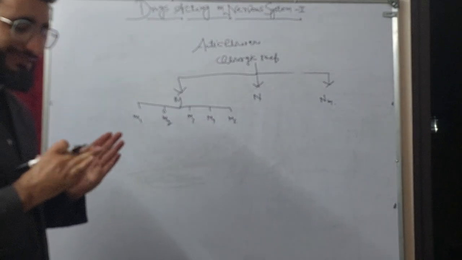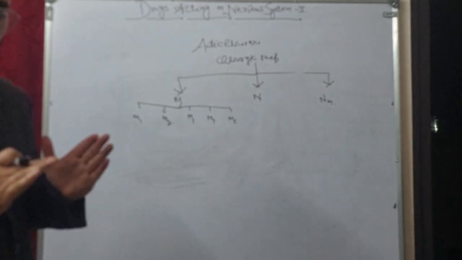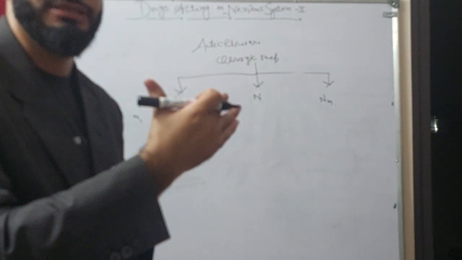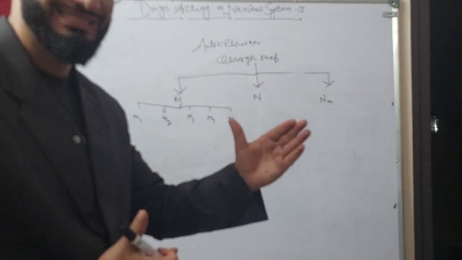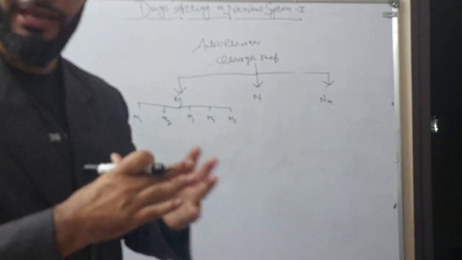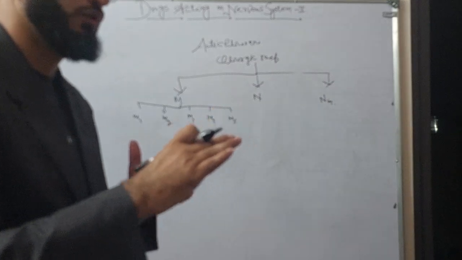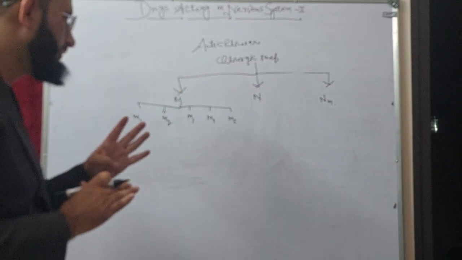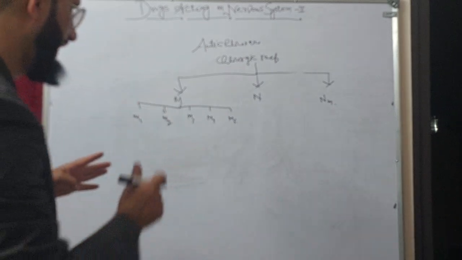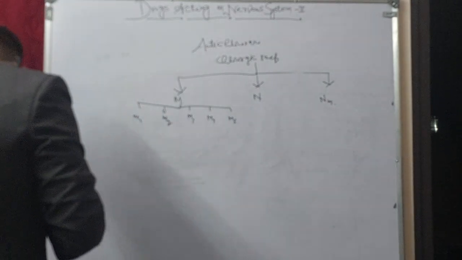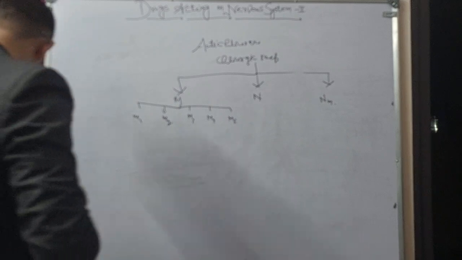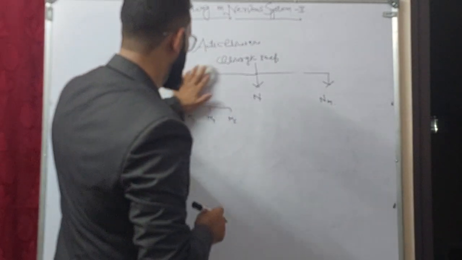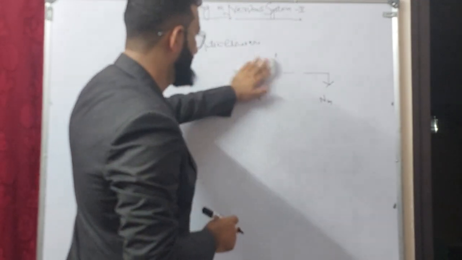So now I am giving the classification, the pharmacological classification depending upon the selectivity of the receptor: M1 selective, M2 selective, M3 selective, depending upon the receptor on which the drug binds and shows anticholinergic action. So anticholinergic drugs are classified depending upon the selectivity.